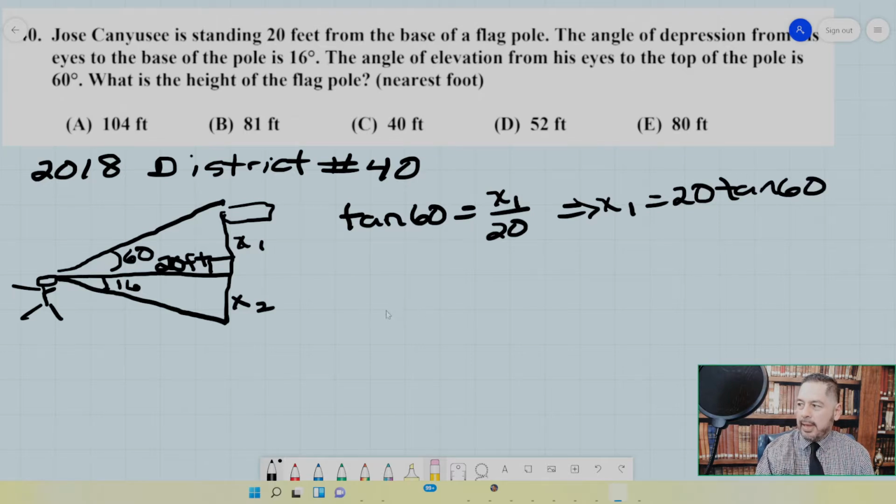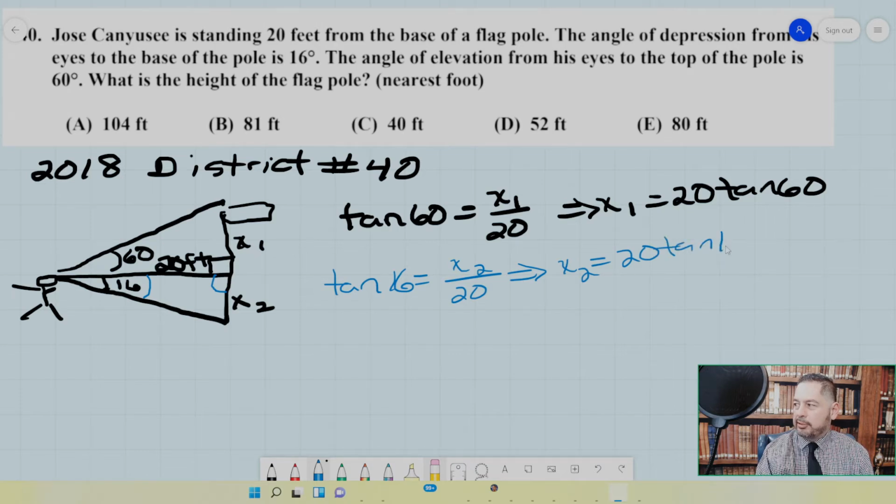All right, and for the angle of depression section, maybe I'll use a different color here. To find x2, we have another right triangle. Again, we have the adjacent and the opposite, so you know that the tangent of 16 degrees is equal to the opposite, which in this case is x2 over the adjacent, and that implies that the lower portion of the flagpole, from his eyesight down, x2, is equal to 20 times the tangent of 16 in this case.